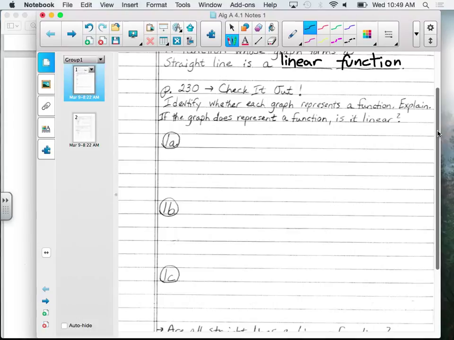Does that represent a function? Yes. Why? Because every x only has one y value. Does everyone agree with that? Whatever x value you pick for that, it'll only give you one y value. I take the silence as a yes. So, yes, it is a function.